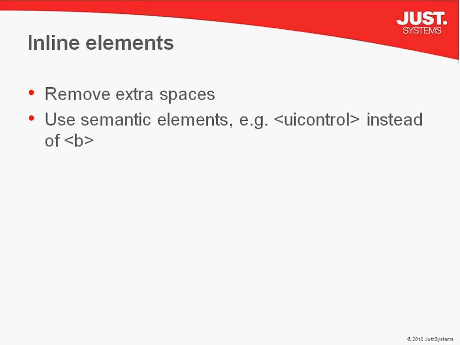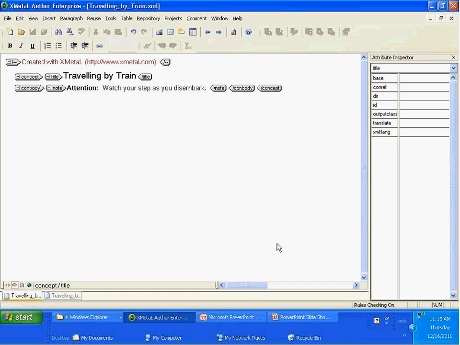Tip number 2 is for inline elements. An inline element is something that appears within a sentence, basically within a paragraph. And for that, one of the things that's important is to remove extra spaces. Another thing we recommend is to use a semantic element instead of an element that specifies formatting. This might sound a bit esoteric, so I'll switch over to XML so I can give you a simple example.